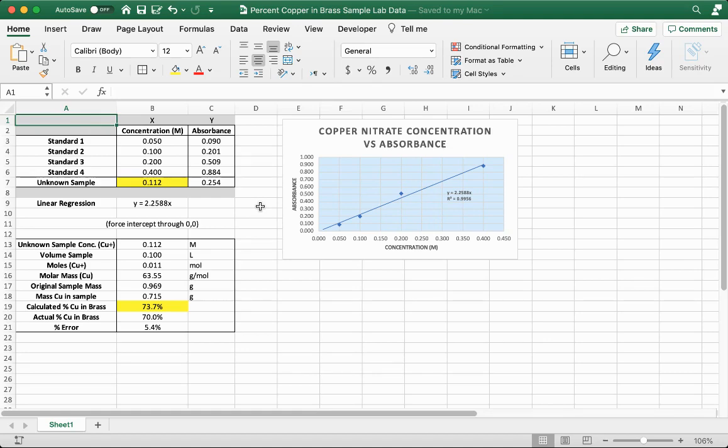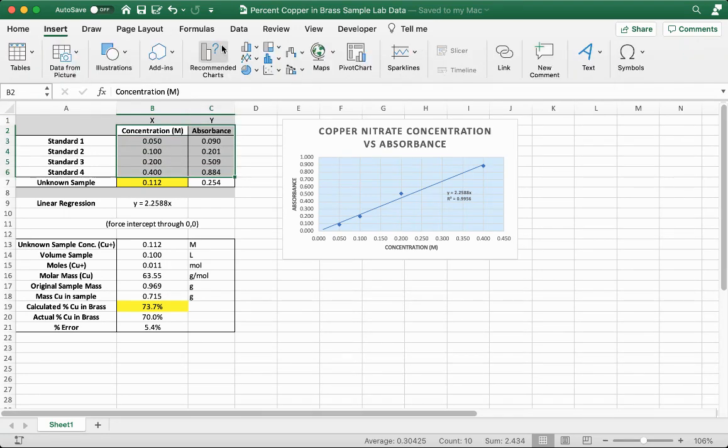Okay, so the first thing that you're going to want to do to start your analysis is make a table of the concentrations and their corresponding absorbances. After you do that, you can go ahead and select your data, and then you're going to want to insert a chart, but you want to do a scatter plot. So this is the one that you are wanting.